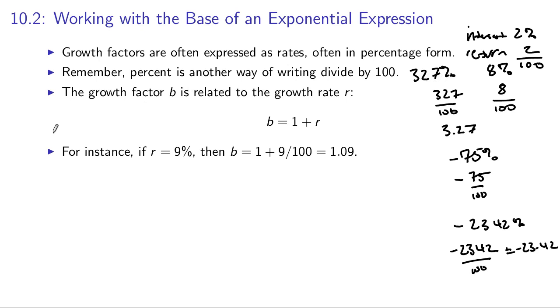The growth factor b is related to the growth rate with this very simple equation: 1 plus the rate equals the factor. So a rate means I grow by 8%. I don't multiply by 8%, I multiply by 1 plus 8%. So if I grew by 9%, then the factor I'm multiplying by each time is 1 plus 9 100ths, or 1.09.